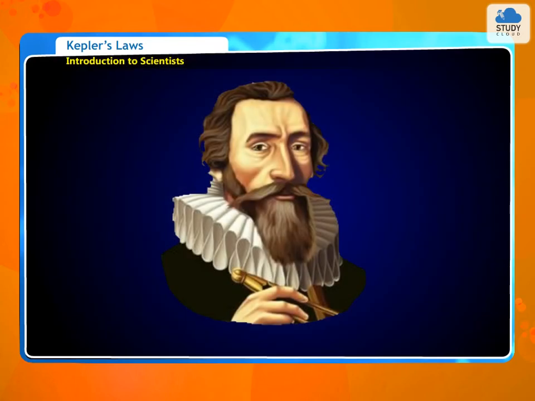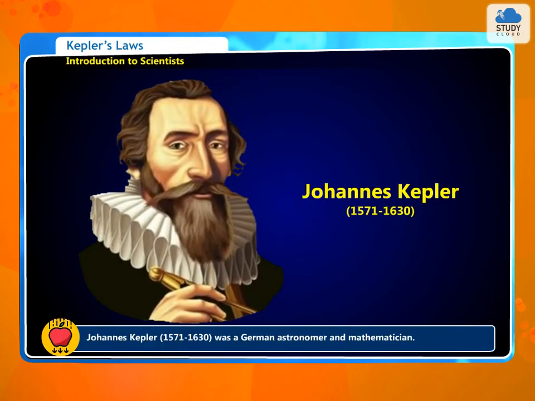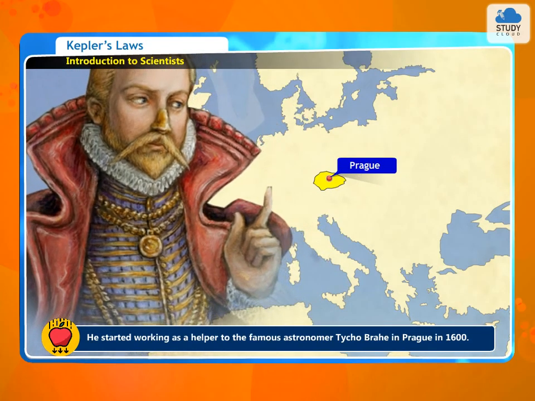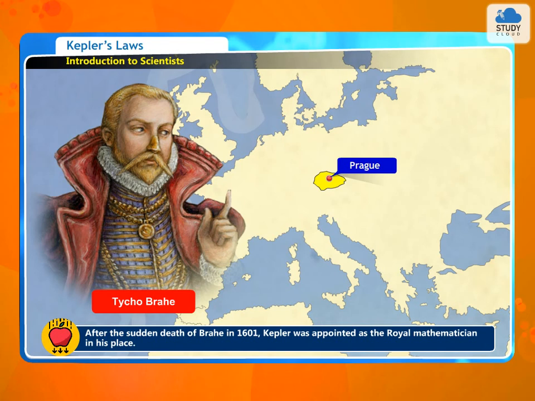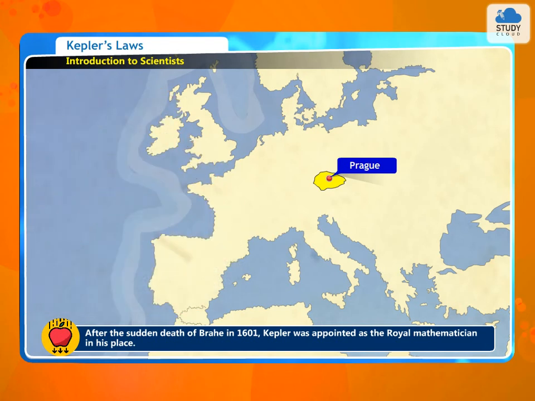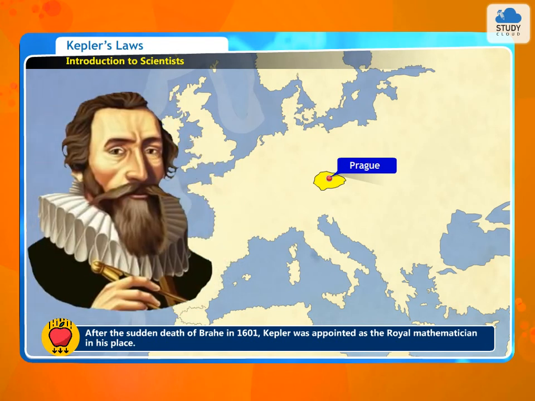Introduction to scientists. Johannes Kepler, 1571 to 1630, was a German astronomer and mathematician. He started working as a helper to the famous astronomer Tycho Brahe in Prague in 1600. After the sudden death of Brahe in 1601, Kepler was appointed as the royal mathematician in his place.